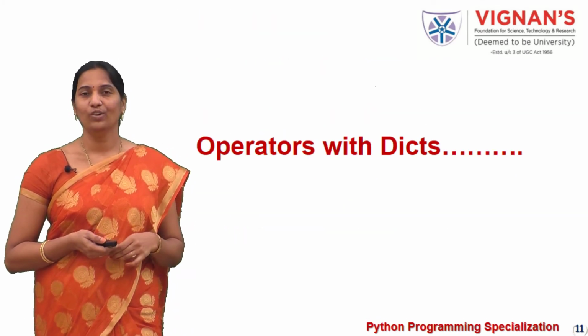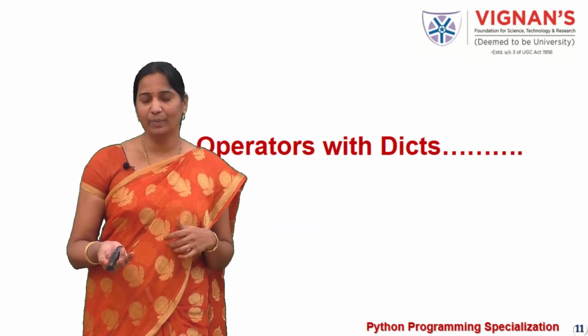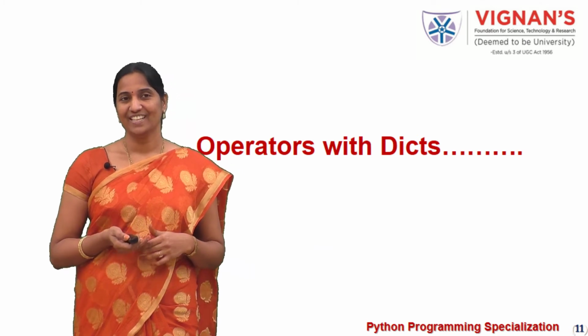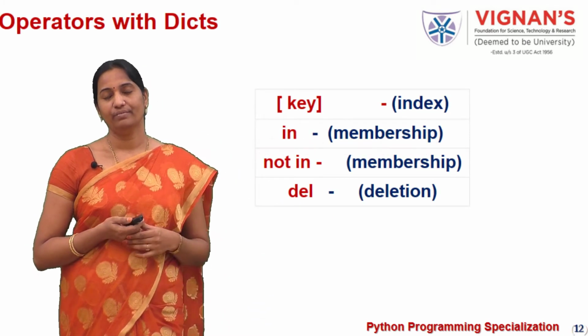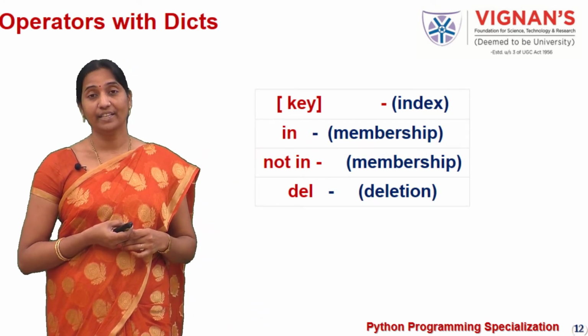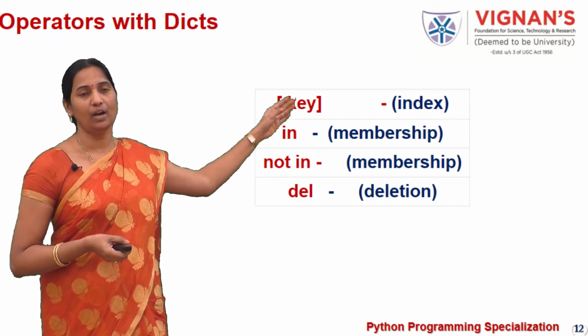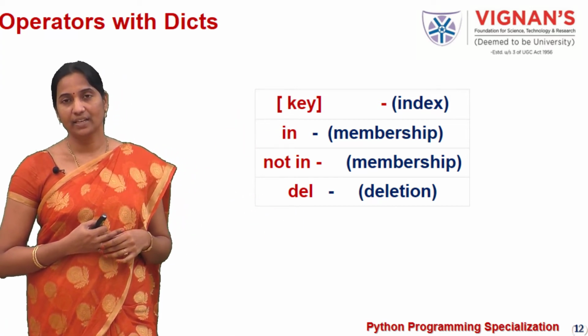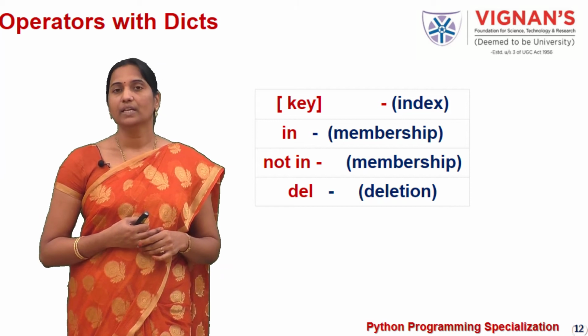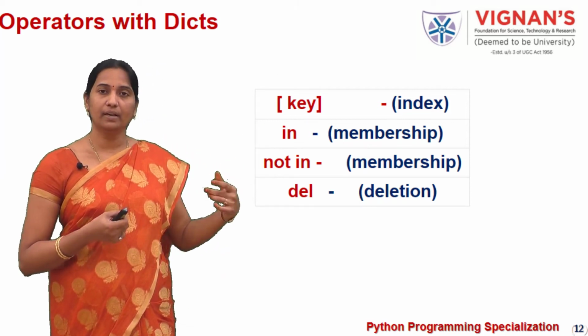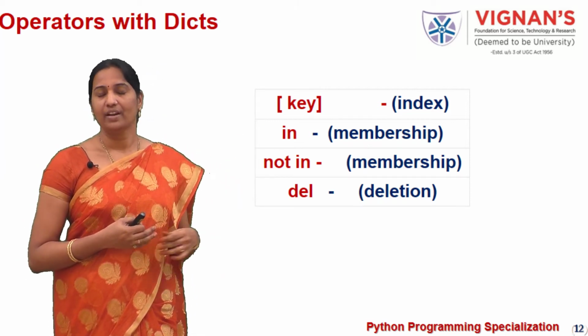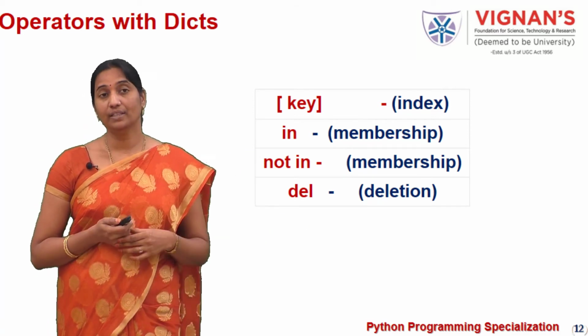Now let's see what the various operations are that can be applied on dictionaries. These are all the operations that are valid on dictionaries. We have already seen how to use square brackets as indexing, by passing the key of the element to access any particular element from the dictionary. Now let's see the other operations in detail.